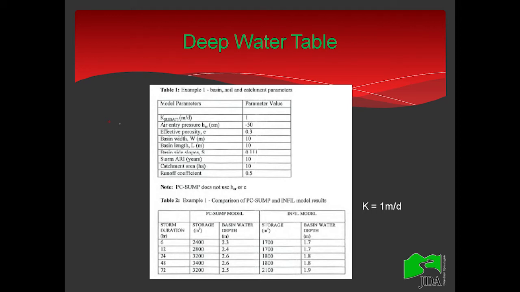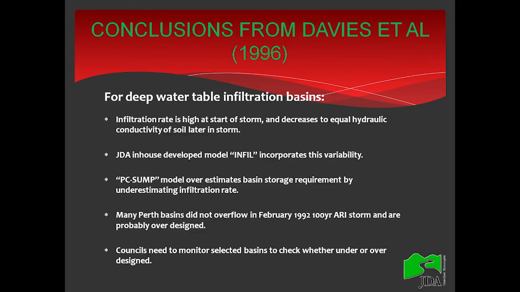So those were some conclusions from that first paper, which is published today. The infiltration rate is high at the start of a storm and decreases to equal the hydraulic conductivity of the soil later in the storm. So initially you've got a hydraulic gradient of greater than 1, and later in the storm that gradient comes down towards 1, so that your vertical infiltration equals K later in the storm, whereas earlier it can be several times the vertical K.